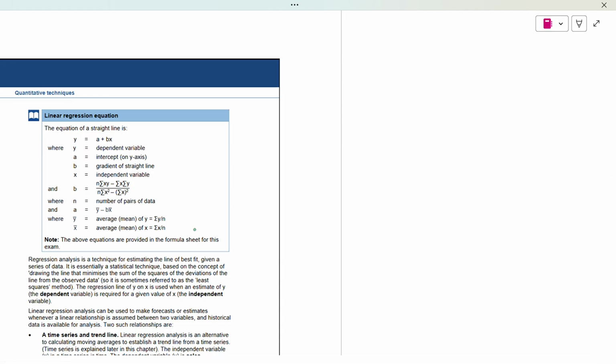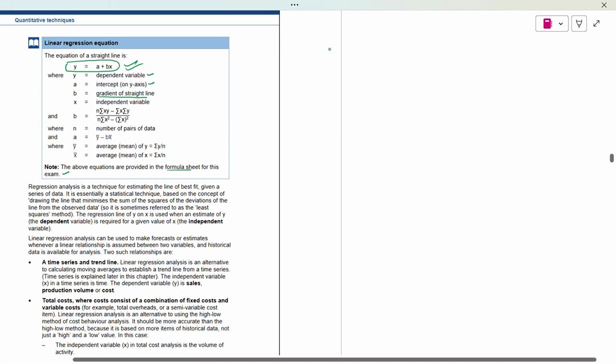The only thing we have to understand is the equation of the straight line, y equal to a plus bx. Y is the dependent variable, a is the intercept, b is the gradient of the straight line, and x is the independent variable. This much is important. The other values, we are not doing a statistics paper. We are doing the performance management application paper. They have given you these formulas. The above equations are provided in the formula sheet for this exam.